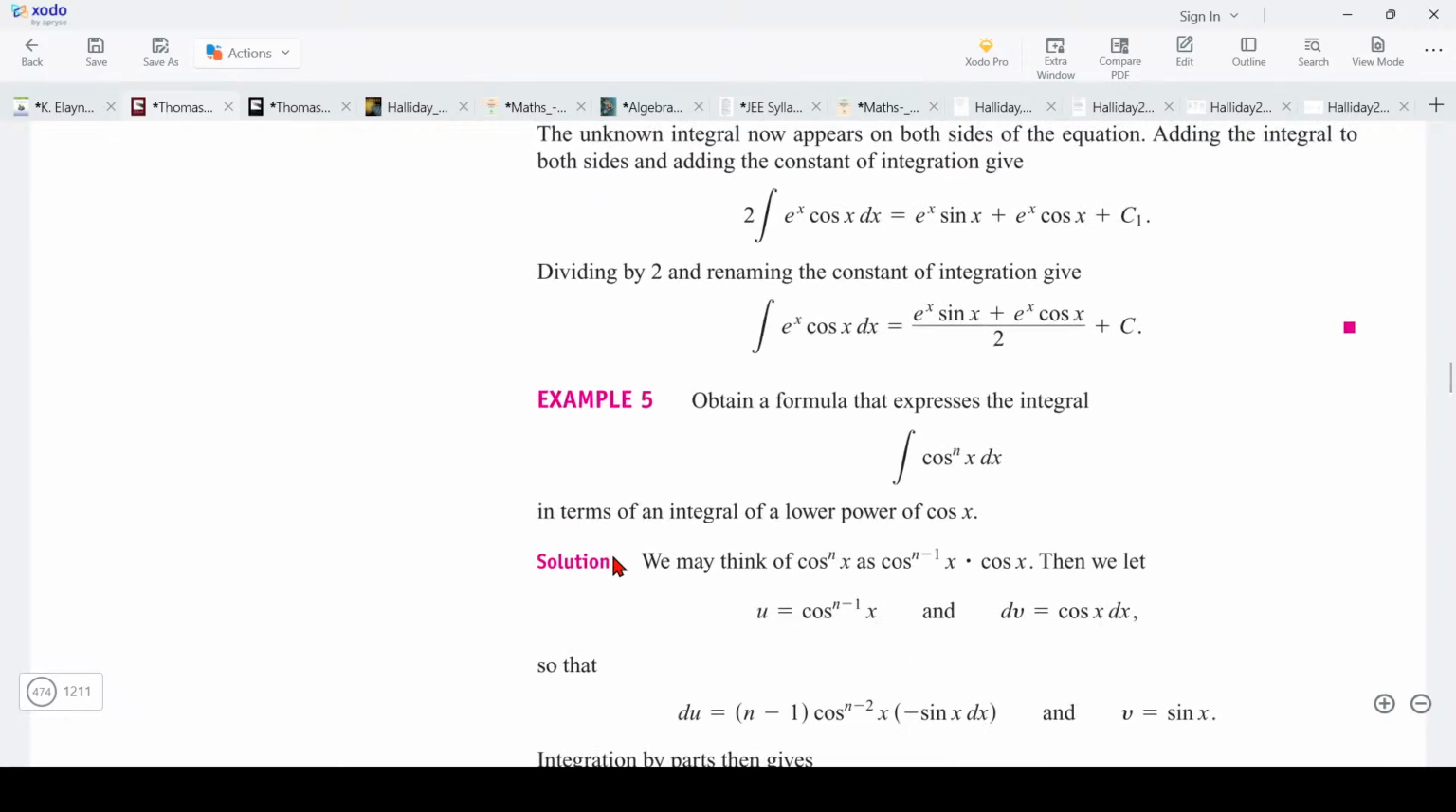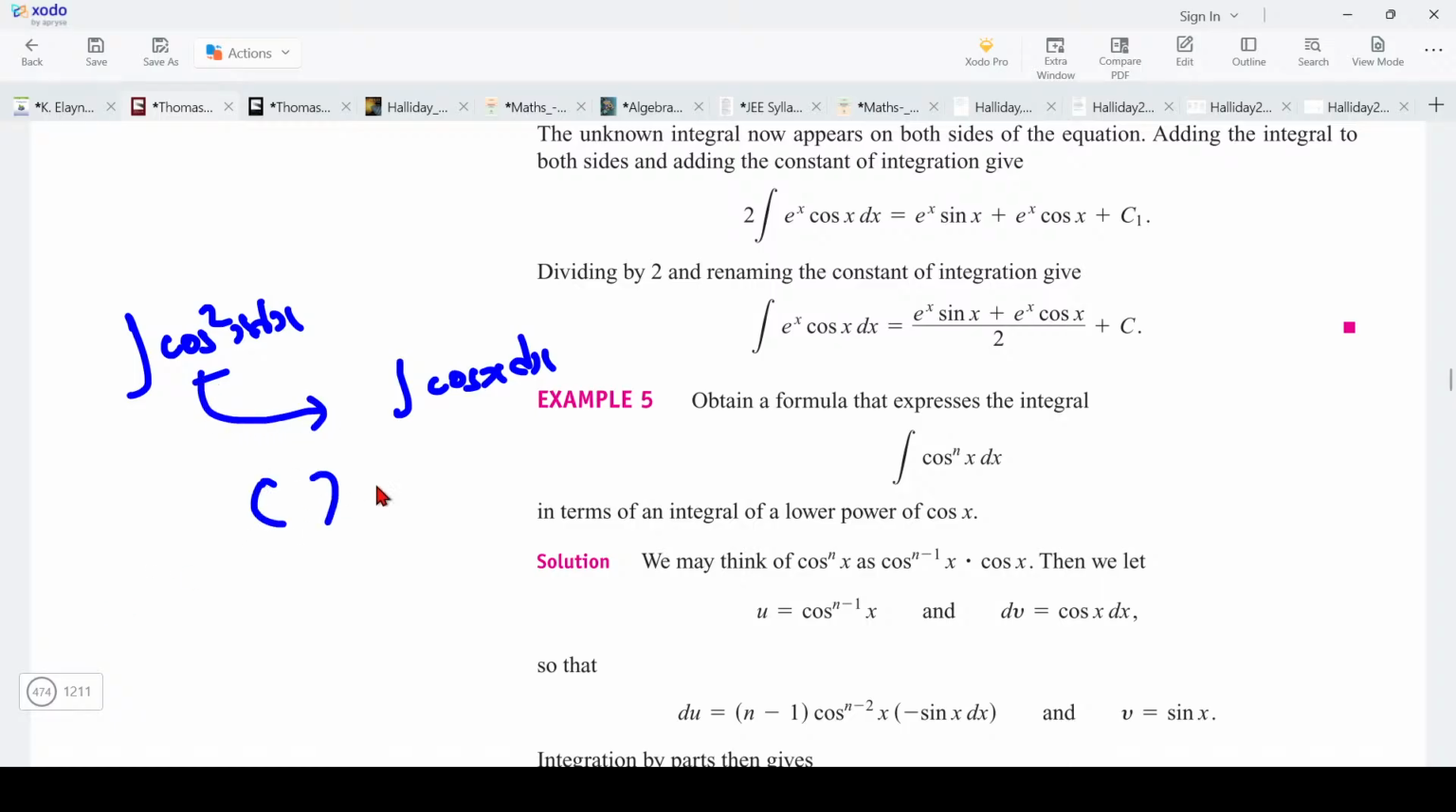What is the reduction formula? For example, you have to evaluate something like cos cube x or cos square x dx. You don't know what the formula is for this, right? But you know the formula for cos x dx, right? If there is a way to convert this to something plus this, then you know what the answer is, right? Basically, you are reducing the square to the power 1.